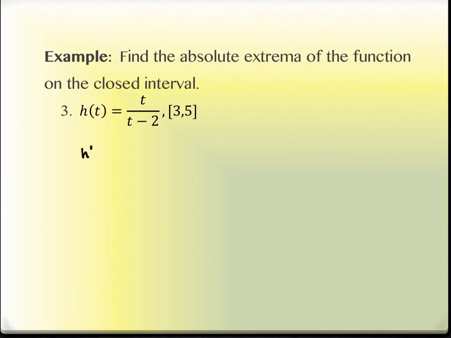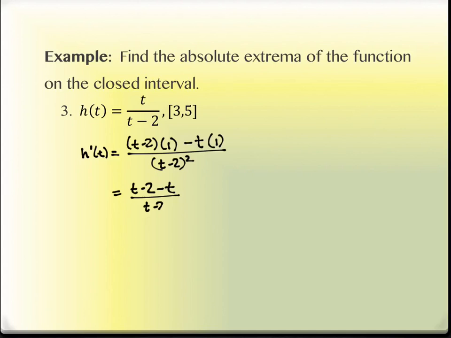prime of t. So this is a quotient rule. So it's low d high, so low d high minus high d low, all over low low, like so. If I simplify, I have t minus 2 minus t over t minus 2 squared. The t's cancel, so I have negative 2 over t minus 2 squared.